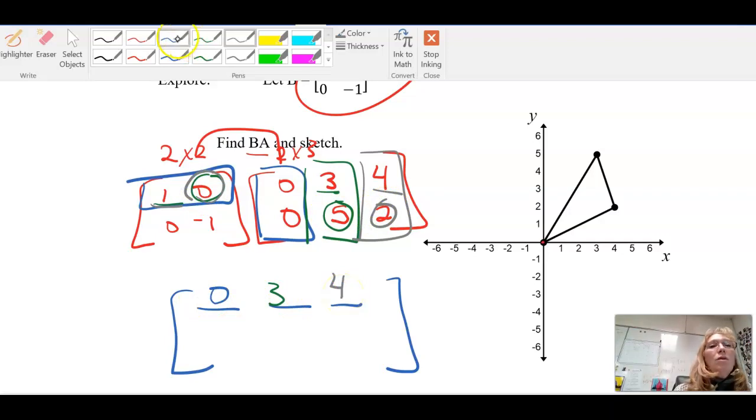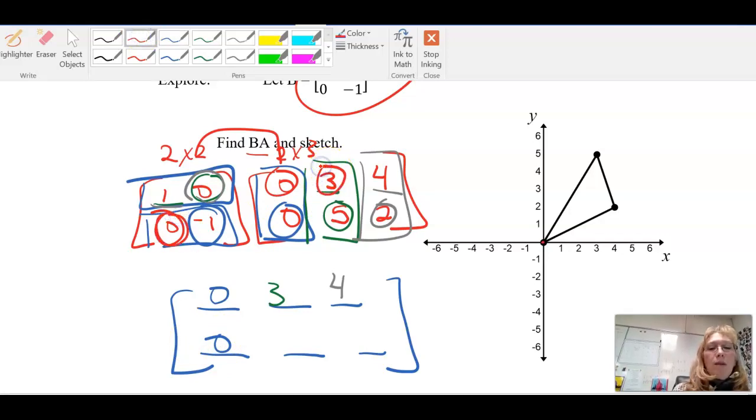and 4. Now we have to do the next guy. So I'm doing 0, negative 1 times everybody. So we're going to take 0 times 0, which is 0, and negative 1 times 0, which is also 0, which gives me 0. Now we have to do it again. 0 times 3 is 0. I could write it up here, yes. Plus negative 1 times the 5 is negative 5, giving me negative 5. And now we're going to do the last column. So we're going to take 0 times 4, which is 0, plus negative 1 times 2, which is negative 2. Okay, let's graph these things.